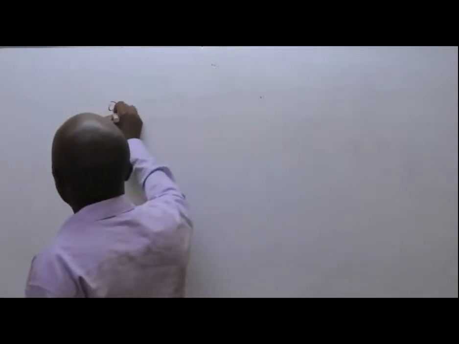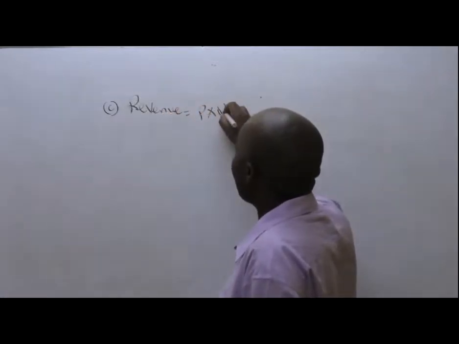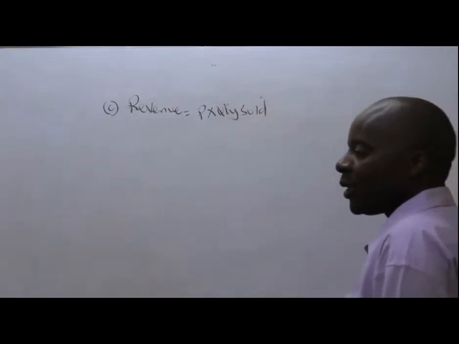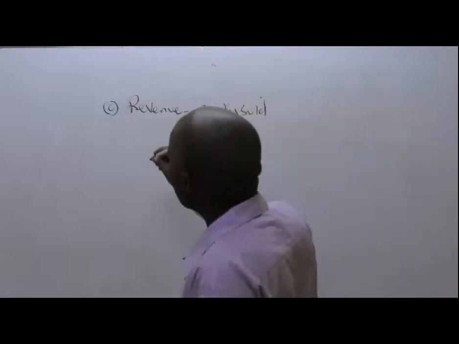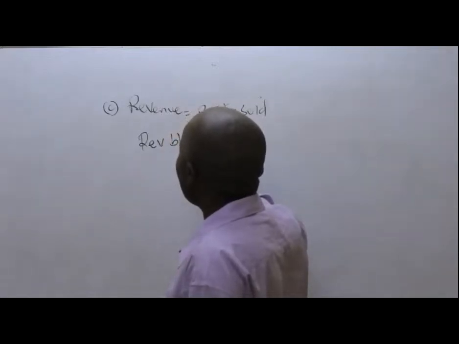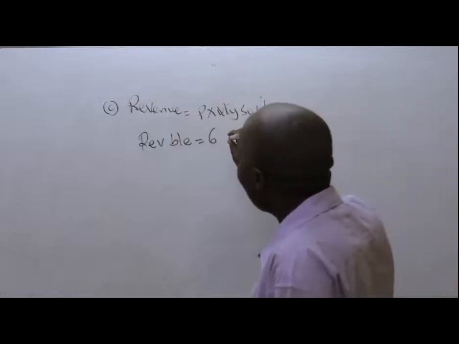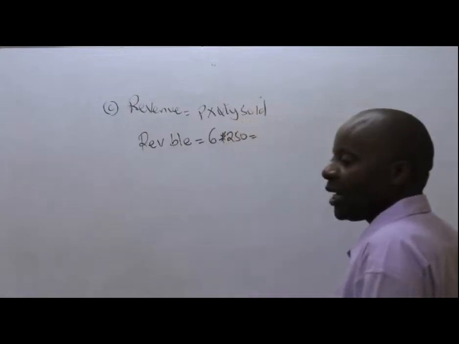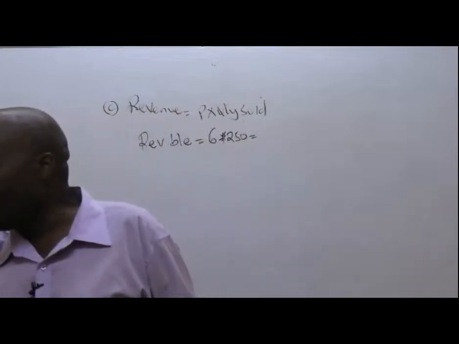Remember, revenue generally is price times quantity sold. So if they want us to give them revenue at break even, then I will take the selling price of 6. The selling price is 6 times the quantity to be sold for us to break even. The quantity to be sold for us to break even is 250.